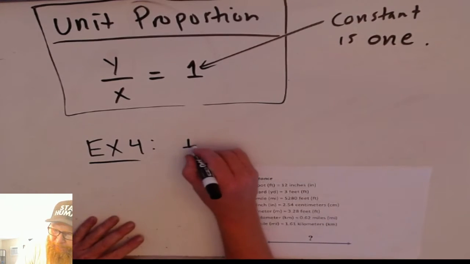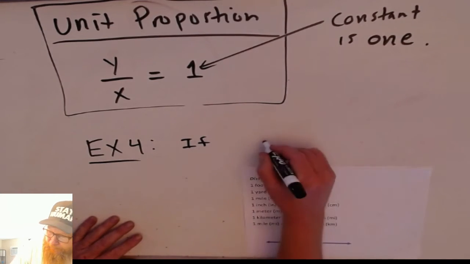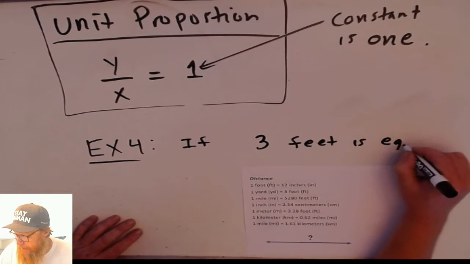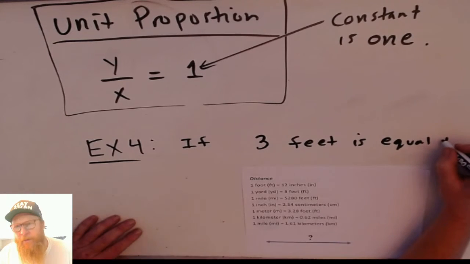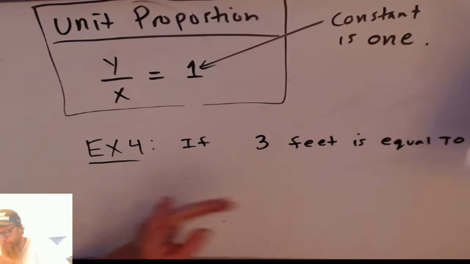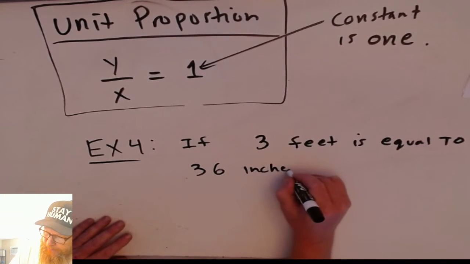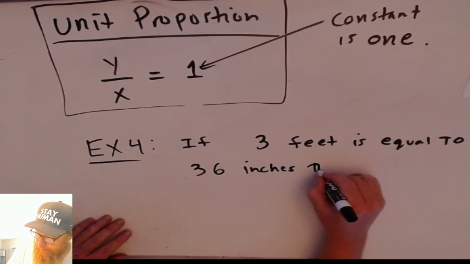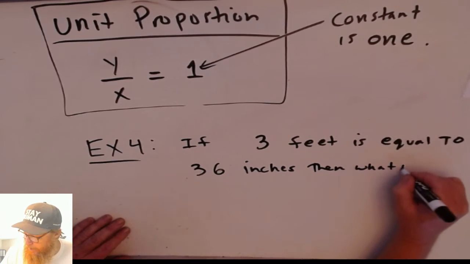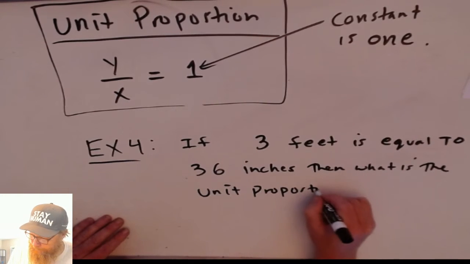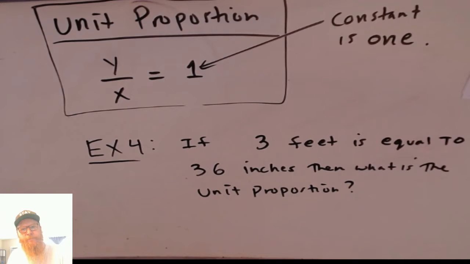So if 3 feet is equal to 36 inches, then what is the unit proportion? Three feet is equal to 36 inches.